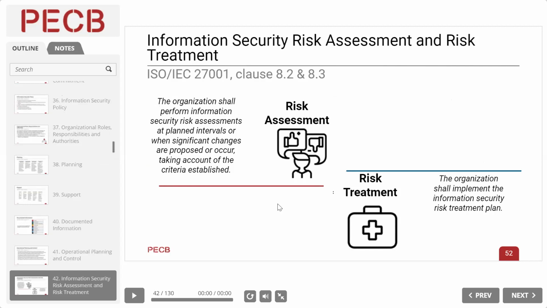As part of the planning and control, we have 8.2 and 8.3, risk assessment and risk treatment. We need to do a risk assessment to enable us to identify risks. Once we identify risks, we need to have a treatment plan, which will enable us to know how we are going to reduce those risks to acceptable levels.